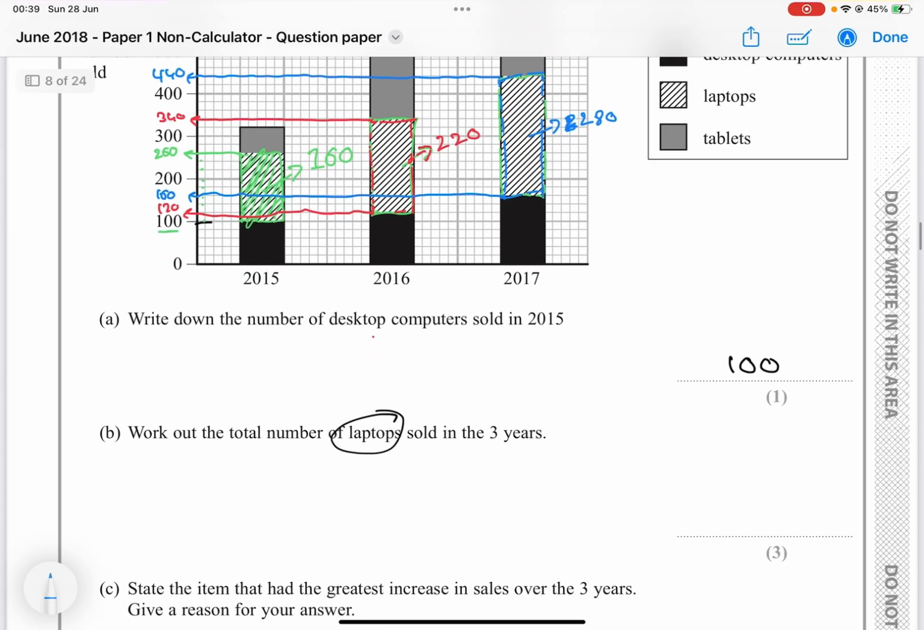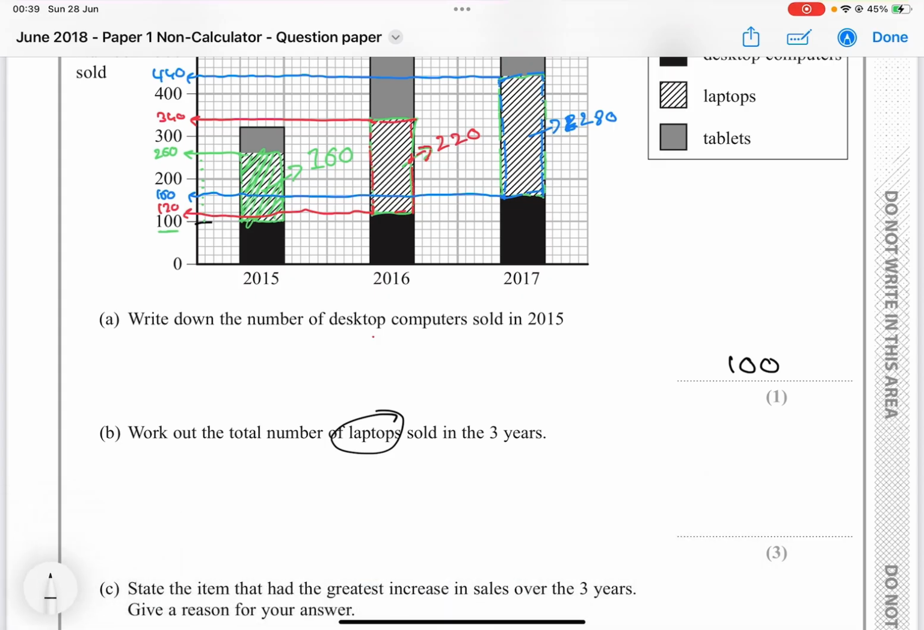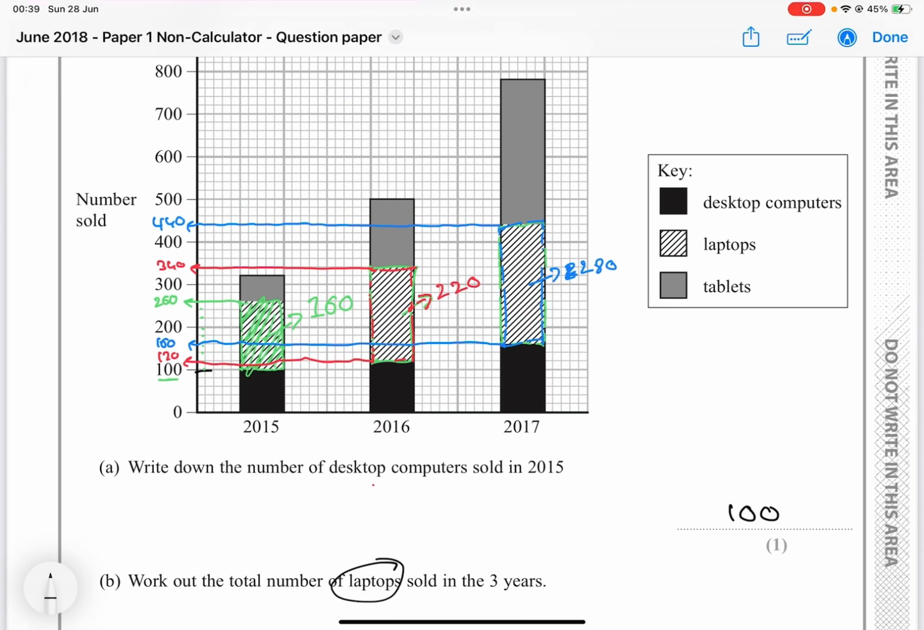So to work out the total number of laptops sold in the 3 years, we just add those three numbers together. So 160 plus 220 plus 280. If you add these together, you should get 660. And that is your answer. Okay, so again, the biggest misconception over here is that the bar starts all the way from the bottom. They do not start at the bottom, they start where the previous bar stops, basically.